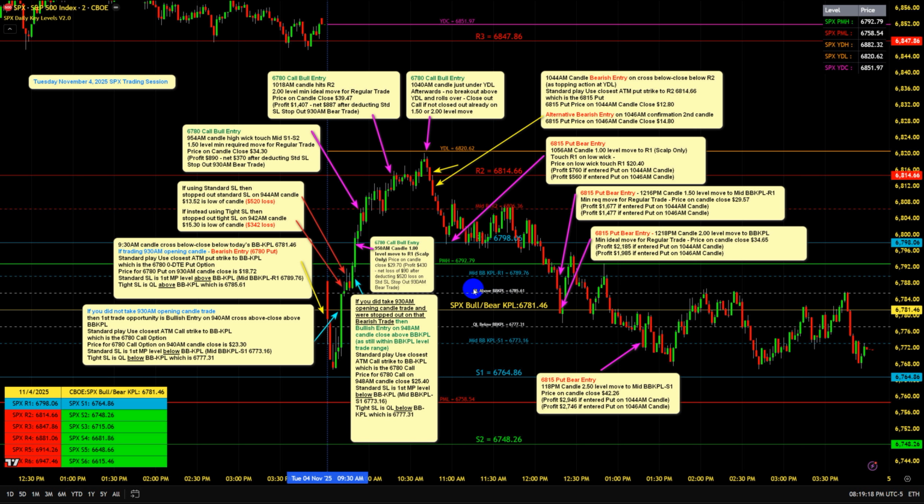The other levels that you'll see here, besides the main R1 through R6 and S1 through S6 levels, are these midpoint levels and QL levels. The QL levels and midpoint levels have several different purposes. The QL levels are primarily for use for tight stop losses above and below each main level. As you can see here, we only have the QL above and QL below the bull bear KPL turned on.